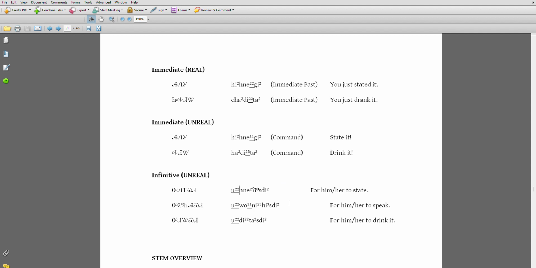Uwonihisti, for him or her to speak. Unreal pronoun. The reason why this 1-1 is underlined is because the real tone of that morpheme is a 3-3 tone. But 3s, when they are attached to unreal stems, they convert to 1-1. Uwonihisti. And uditasti, for him or her to drink it. Again, that's the unreal pronoun.